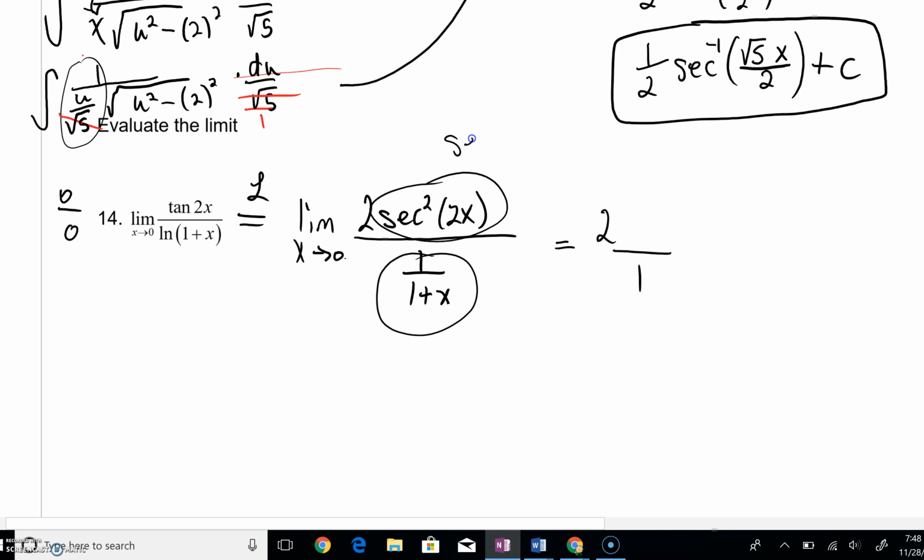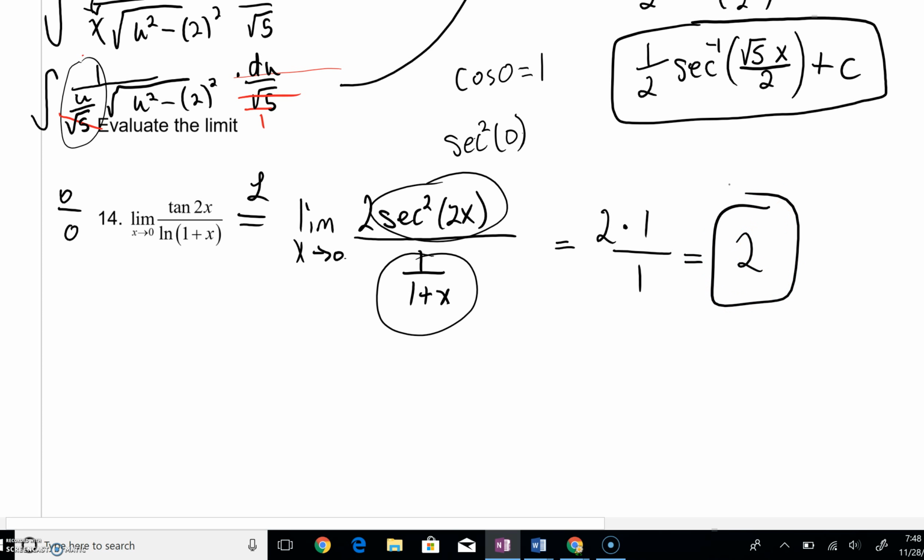Secant squared of 0. Well, as you let 2x, let x go to 0, you've got secant squared of 0, but the cosine of 0 is 1. So the reciprocal secant value is going to be a 1 also. Square it, you still get a 1. Final answer then is a 2.